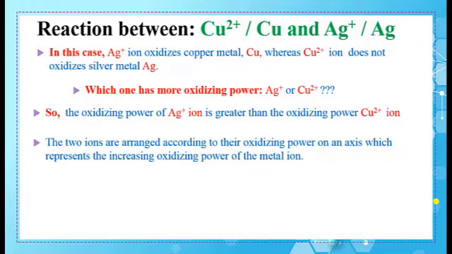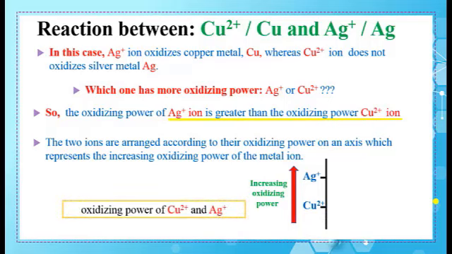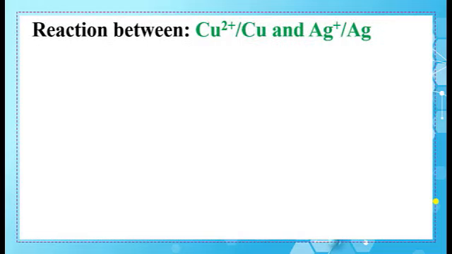Again, these two ions can be arranged according to their oxidizing power on an axis which represents the increasing oxidizing power of the metal ion. In this axis, the increasing oxidizing power is upward. Now, since Ag+ has a greater oxidizing power than Cu2+ ions, it is put above Cu2+. And Cu2+ has less oxidizing power, so it is put below Ag+. This axis represents the oxidizing power of Cu2+ and Ag+ ions.